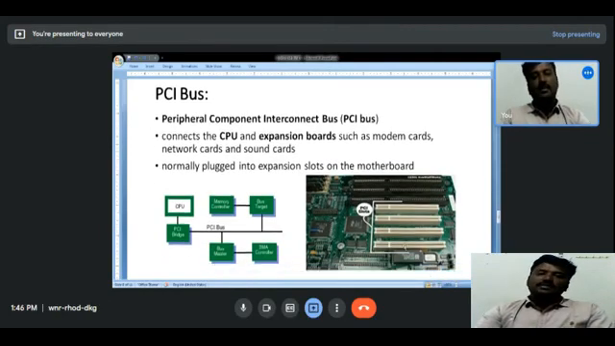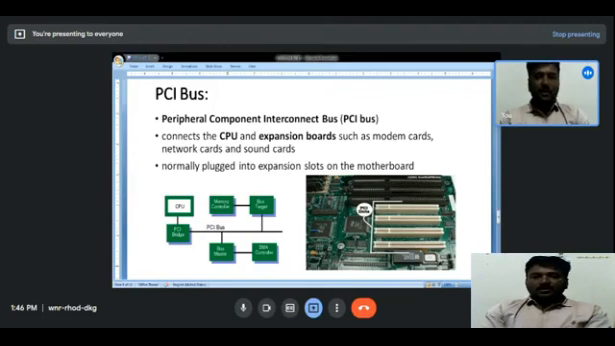Next one is PCI bus. It is nothing but peripheral component interconnect bus. It connects the CPU and the expansion ports such as modem, NIC card, network interface card, animation card and sound cards. So these are some of the external components. We need to connect these components with the processor or CPU, which are attached to the motherboard. For that purpose, we are using the peripheral component interconnect bus, PCI bus.